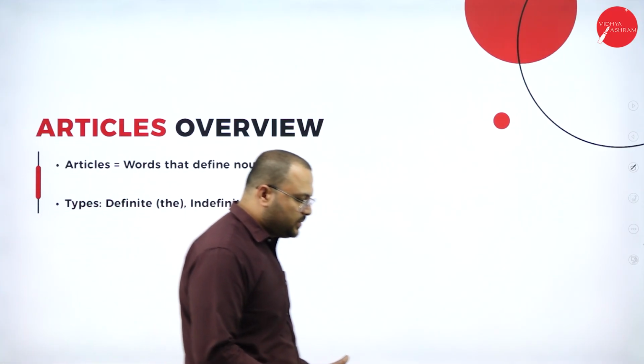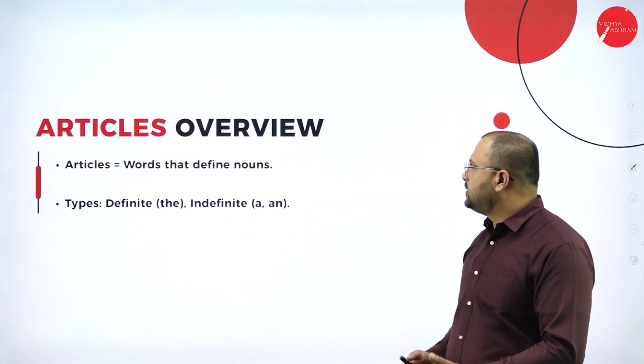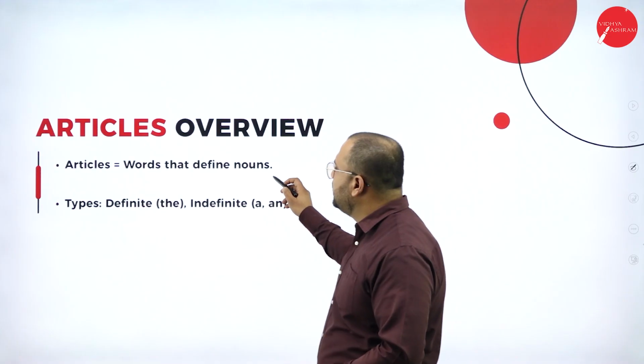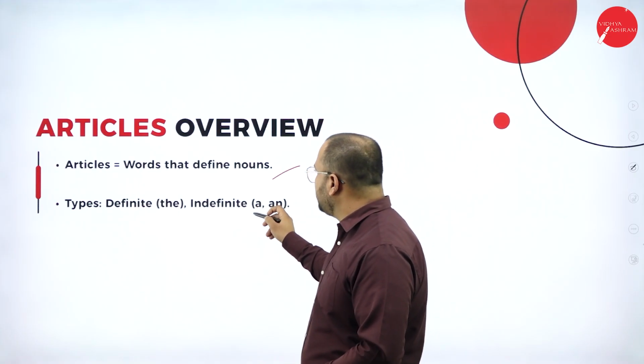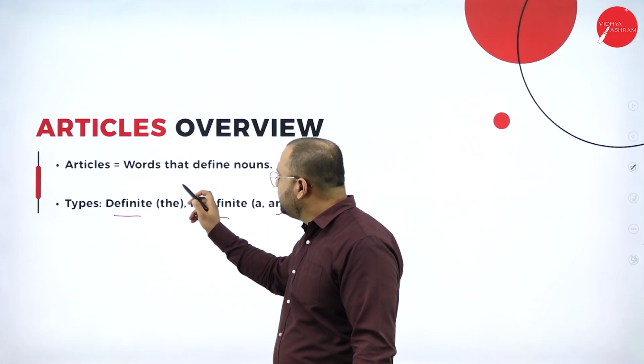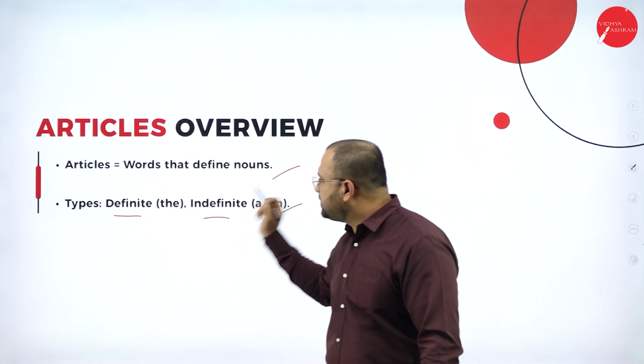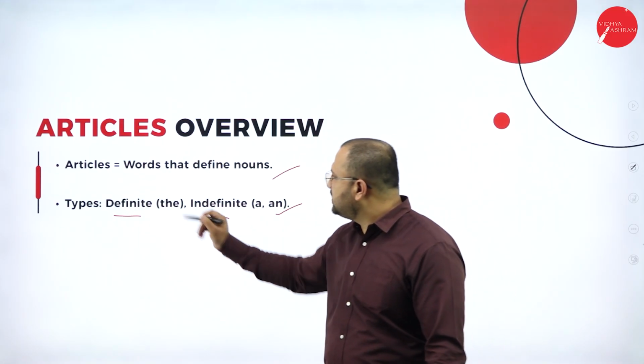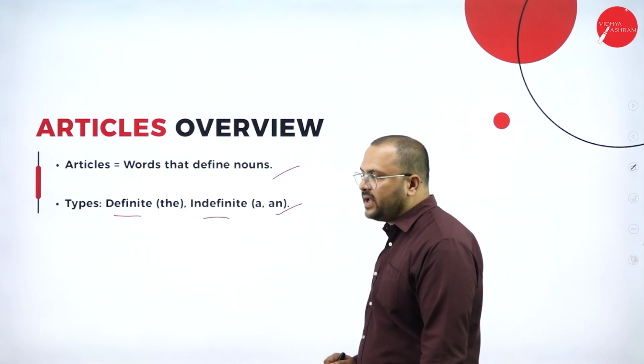What are articles? Articles define nouns, words that define nouns. Types of articles, definite article and indefinite article. Two types, definite and indefinite. There are three articles, two types of articles. Definite article is the, indefinite article is a and an.